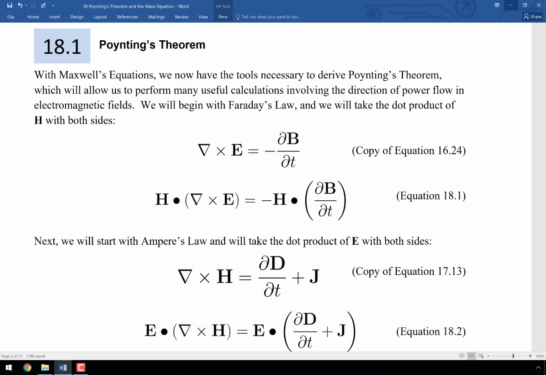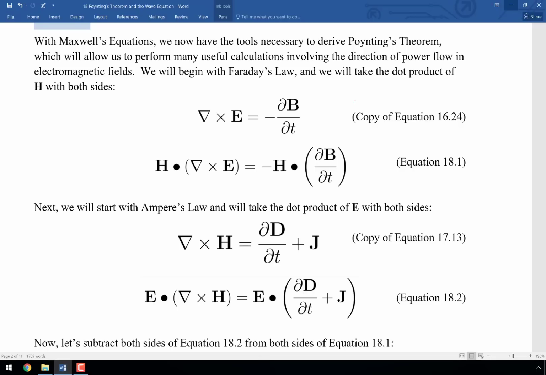I'll try not to spend too much time on the derivations, and spend more time on the examples, and then we'll get to the wave equation as well, which is probably the single most important result in all of electromagnetic field theory. So I want to start out with a copy of Faraday's law. I'm going to take H dotted with both sides of Faraday's law. And then I'm going to start with Ampere's law, and I'm going to take the dot product of E with both sides of Ampere's law.